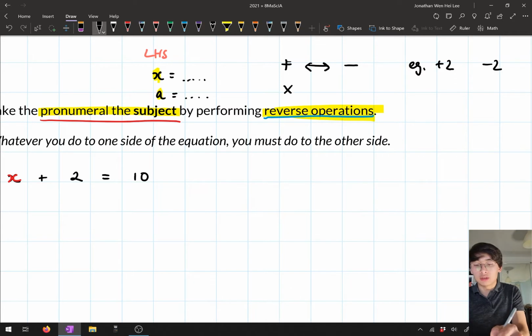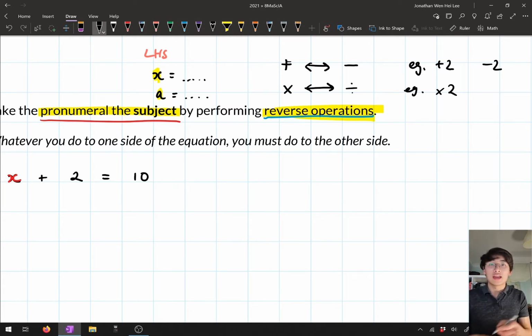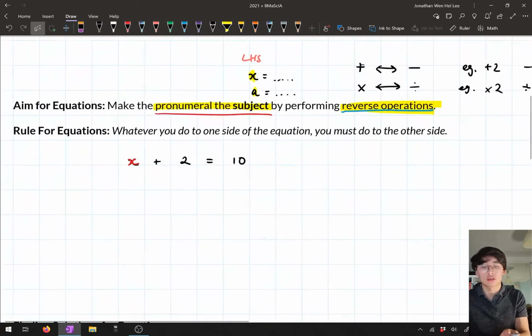The other thing that we need to remember is that when we do multiplication, the opposite operation is division. So for example, if I multiply something by 2, if I want to undo or reverse that operation, what we need to do is divide by 2. Okay, so these are the things that we're going to need to do when we are trying to solve equations. So our aim is to make our pronumeral, the letter, by itself on one side of the equation. And the way we do this is by performing reverse operations.